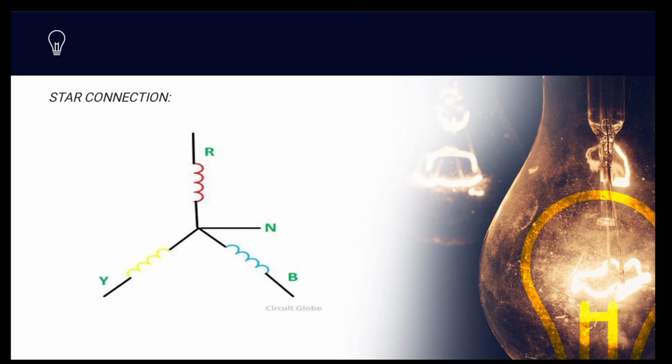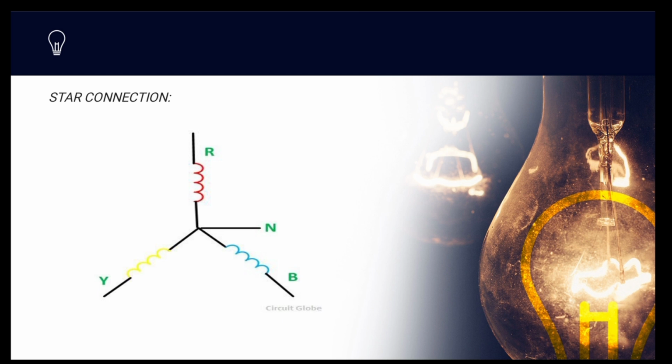This is the diagram for the star connection. Let us take R, Y, B, which are connected to a common point. This is the node, and this is called the star connection. All three are connected to one point.